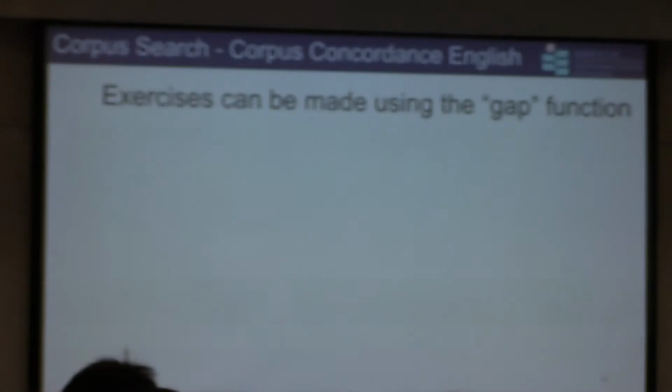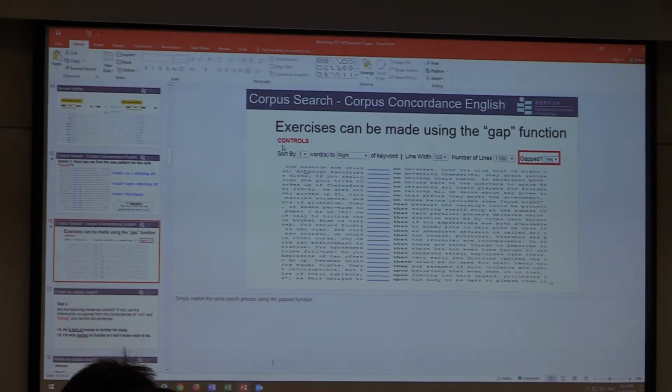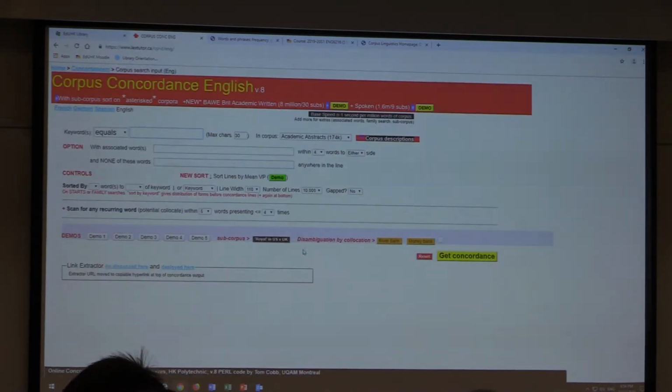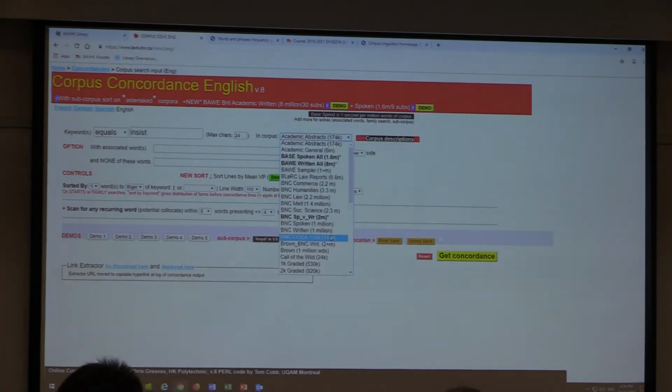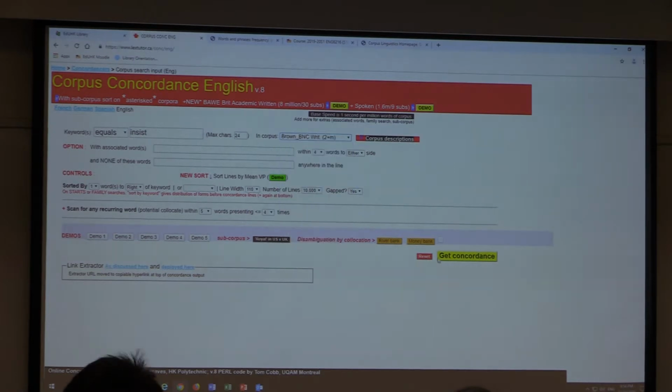And it also has a nice function. You can use a gap function to make some exercises. I'm going to show you. So let's go back to the search. You can go back to the input. Remember here, gapped? You choose yes, and then you can do the same. Maybe you choose the same, BNC Brown, okay? Then you get concordance.